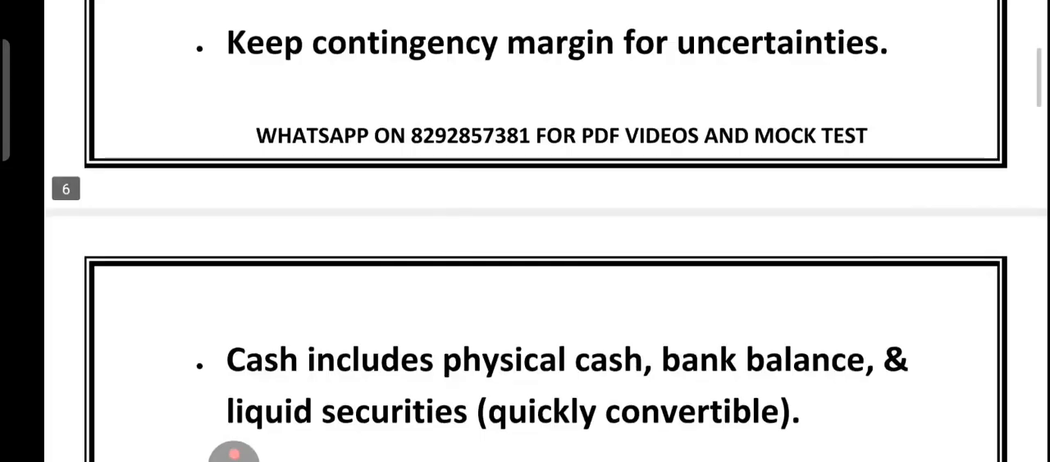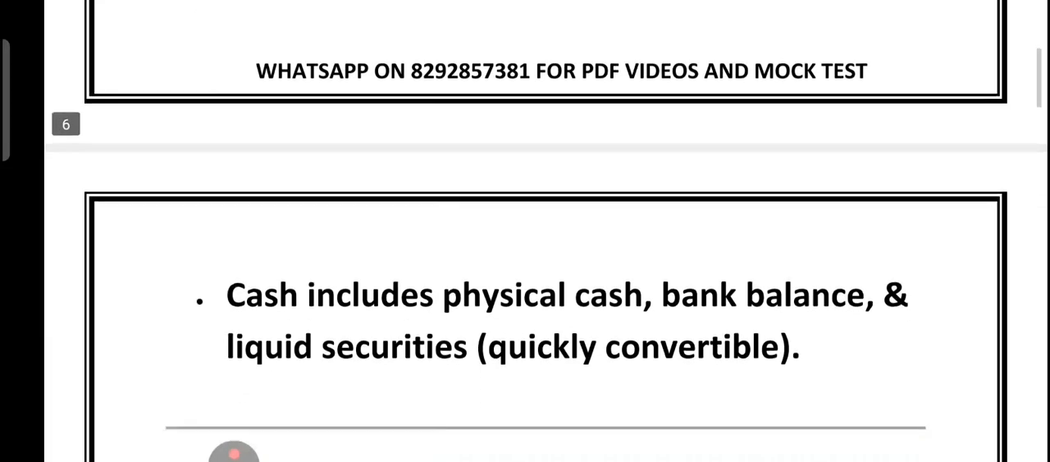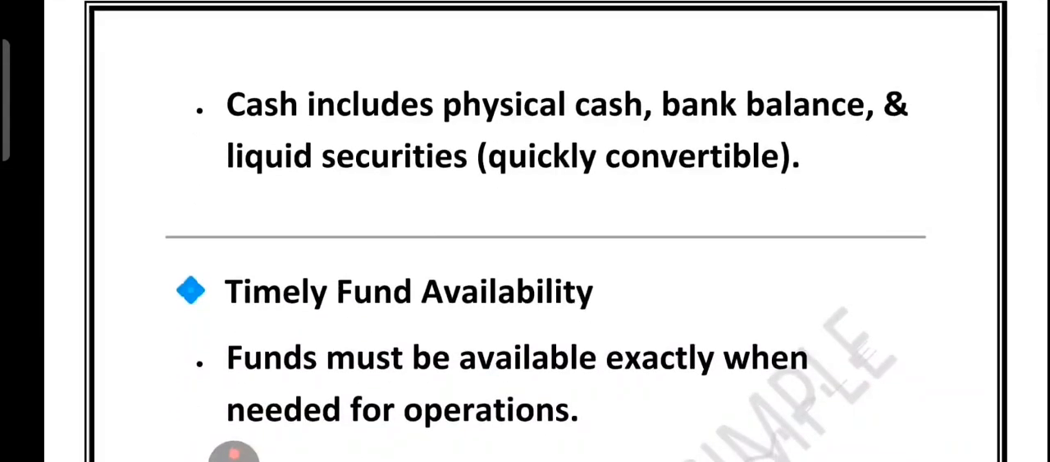And when we say cash, it does not only mean physical currency. It includes bank balance, it includes liquid securities, right? Those are investments that can be quickly converted into cash when required. So cash does not mean only physical currency. It includes bank balance also, and liquid securities also.